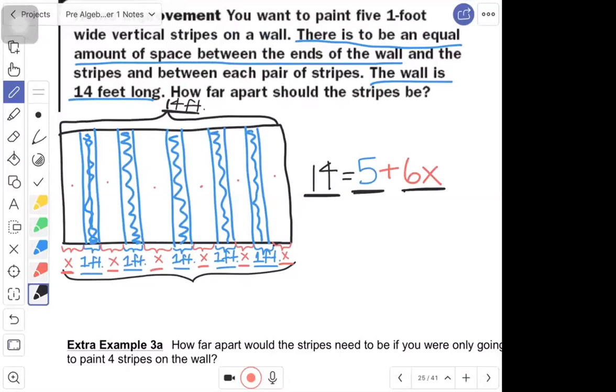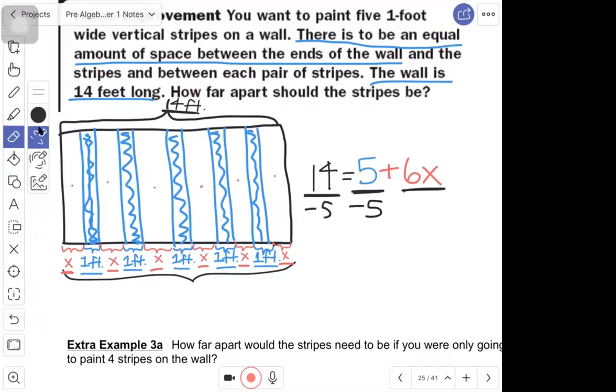Questions so far on the diagram or making this equation? So they want us to figure out how far apart the stripes should be, and that's the X that we made, the distance between the stripes. So now we're going to solve for X. Haley, could you tell me what our first step here to solve for X would be with our equation over here? Subtract 5 from both sides.